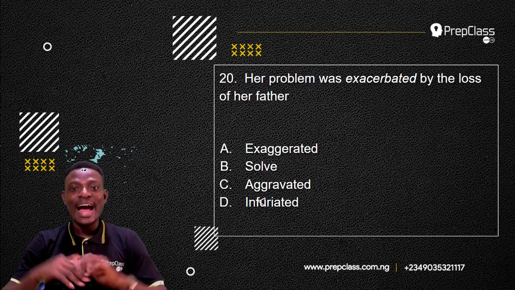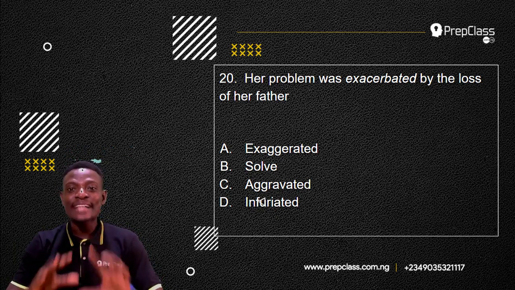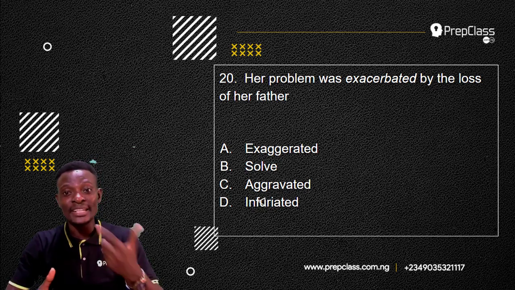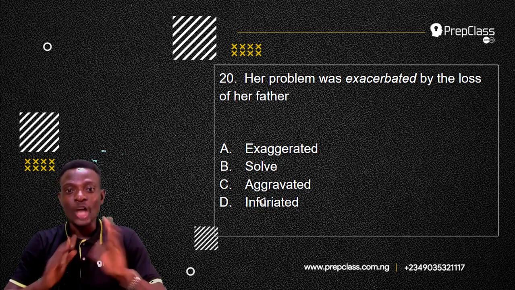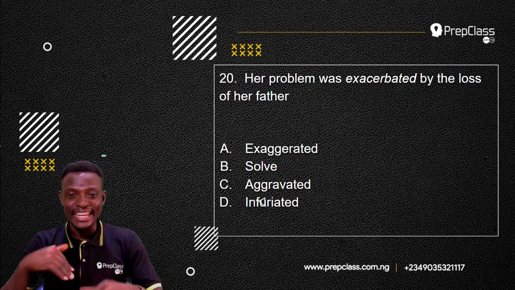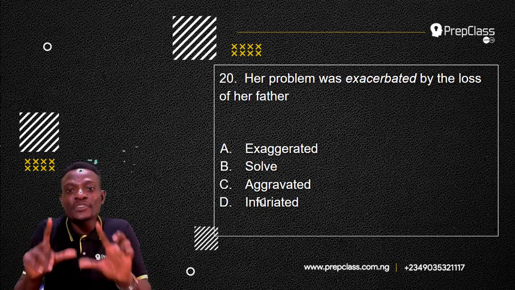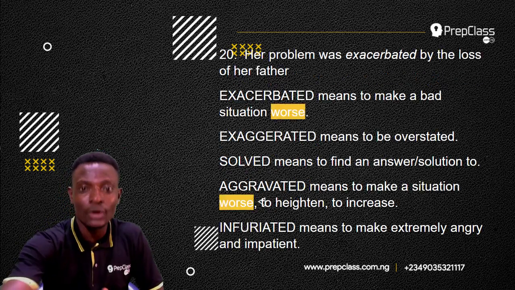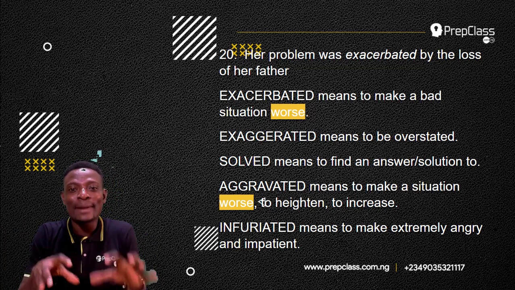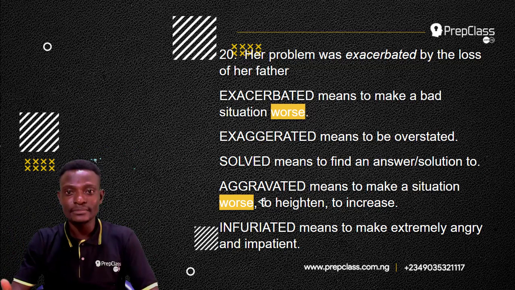Question 20. A problem was exacerbated by the loss of a father. Remember, we have to select the option that is nearest in meaning to the word in italics. Now, the word in italics here is exacerbated. The options we have are exaggerated, solved, aggravated, and infuriated. So which of these options is the nearest in meaning to exacerbated? The first thing to do is to define the word exacerbated. Now, the word exacerbated means to make a bad situation worse. A problem was made worse by the loss of a father.